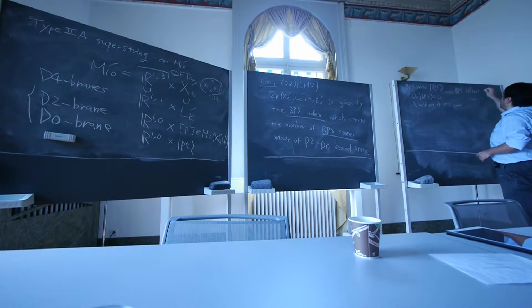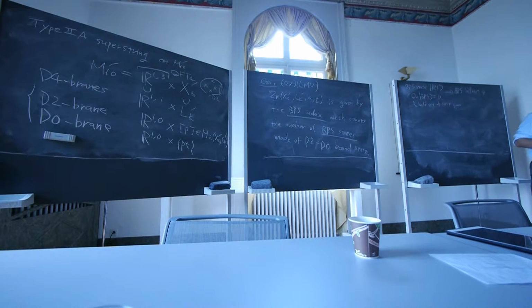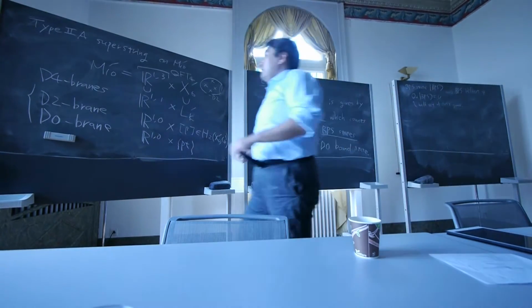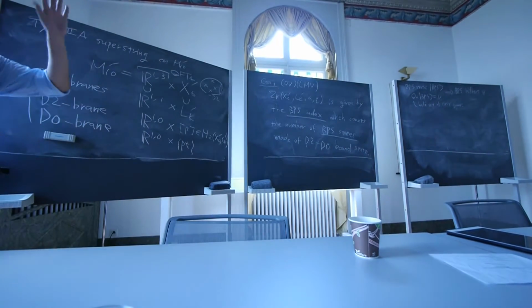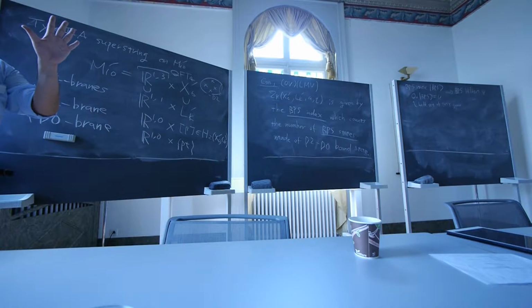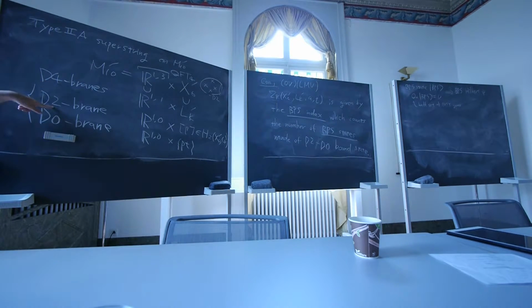May I just ask, in these numbers that you're using, D4 and so on, you don't count space directions? How do you count space direction? Yes. A D4 brane is a five-dimensional object. So 4 plus 1, it's always plus 1. So this is three-dimensional, this is one-dimensional.